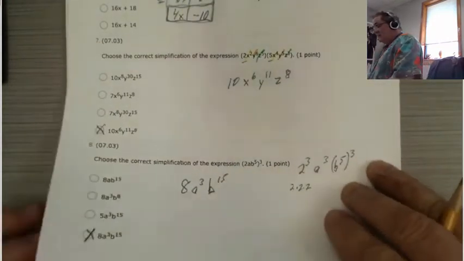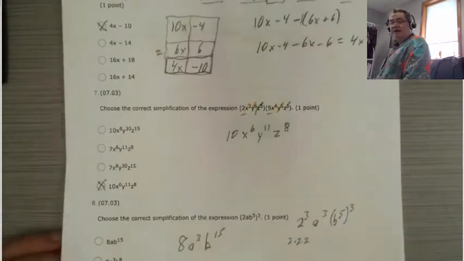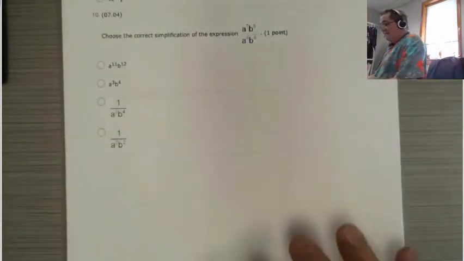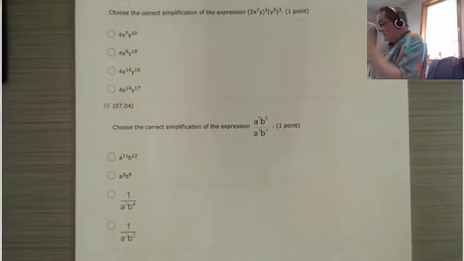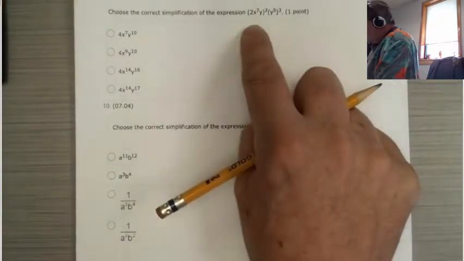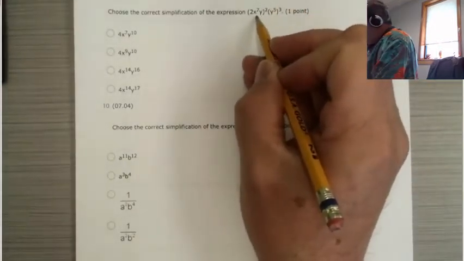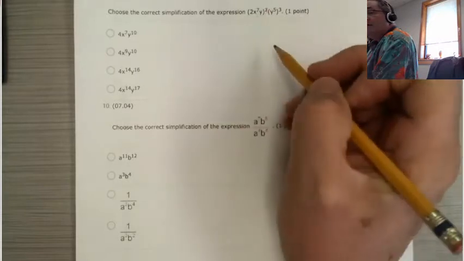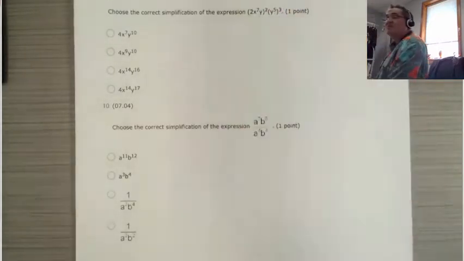All right. Step by step. Don't overcomplicate it. Just break it out step by step. All right. Number 9. Choose the correct simplification of this expression. We have a couple of things going on. We have this term being raised to a power, and then this term is being raised to a power, and then those two are being multiplied together.